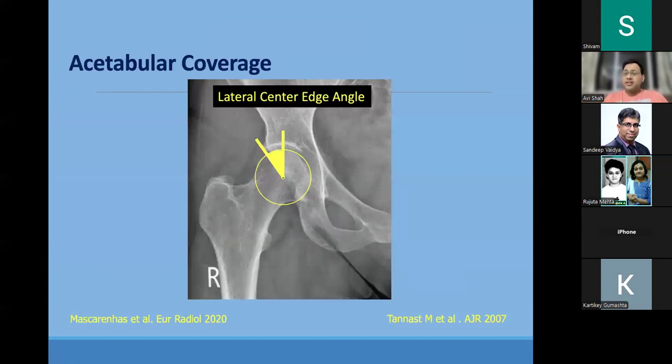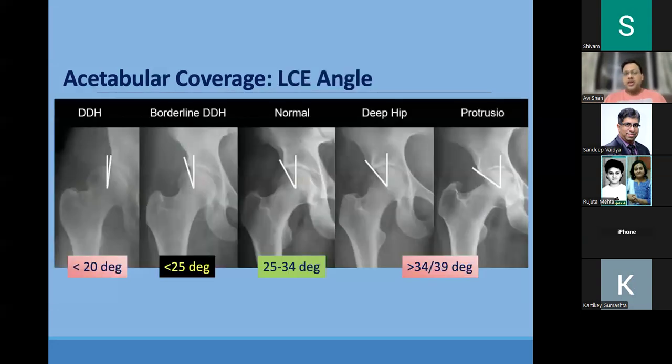Next is the lateral center edge angle. This tells us the amount of coverage of the head by the acetabulum. You draw the best fit circle, find the center point of the head, draw a perpendicular to that, and join a line from the edge of the acetabulum to that center. That gives us the lateral center edge angle. Again, from shallow hip to deep hip, the normal range is from 25 to 34 degrees. Anything more means over-coverage, anything less means under-coverage. Based on that, it gives us an idea of how much coverage we have.